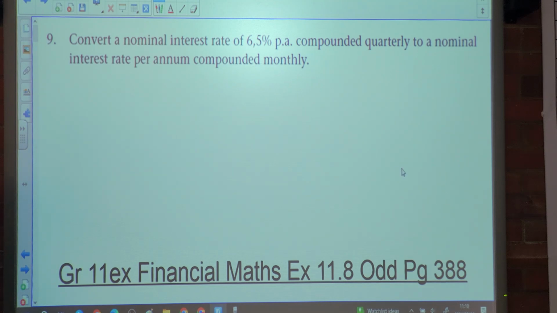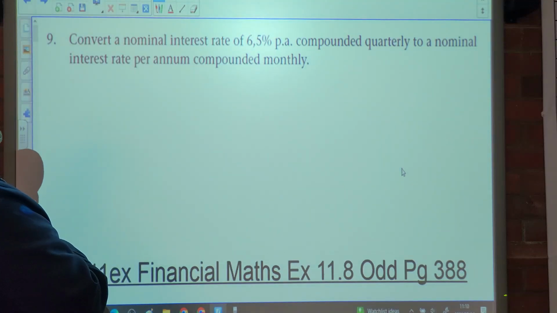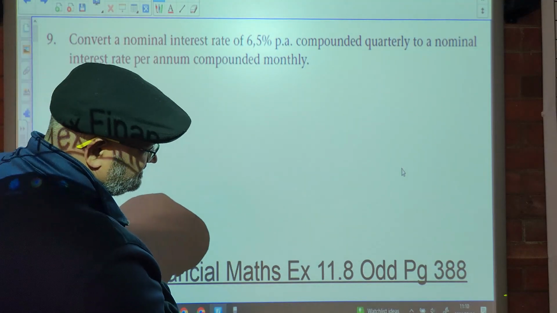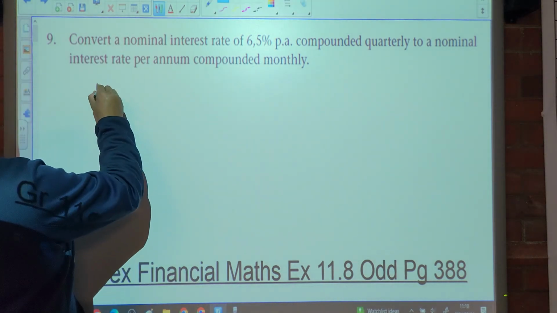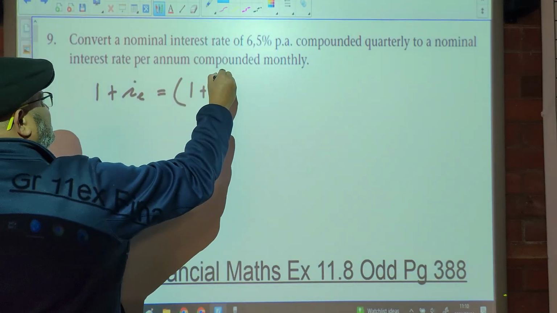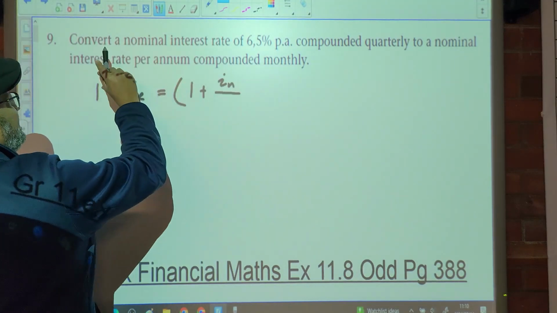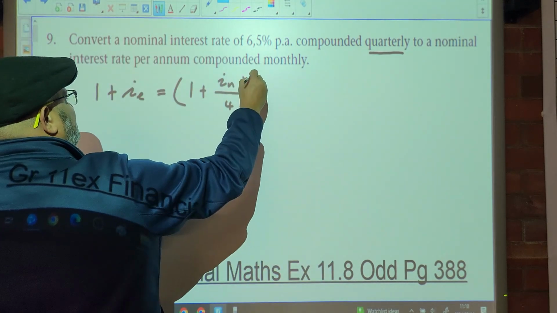Convert a nominal interest rate of 6.5% per annum compounded quarterly to a nominal interest rate per annum compounded monthly. So it's two nominal compounders, okay? In other words, if you look at the formula, it is 1 plus i effective equals 1 plus i nominal over, in the first case, compounded quarterly, 4, to the 4.